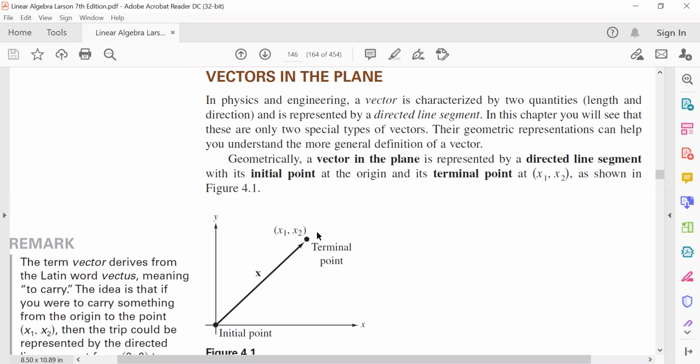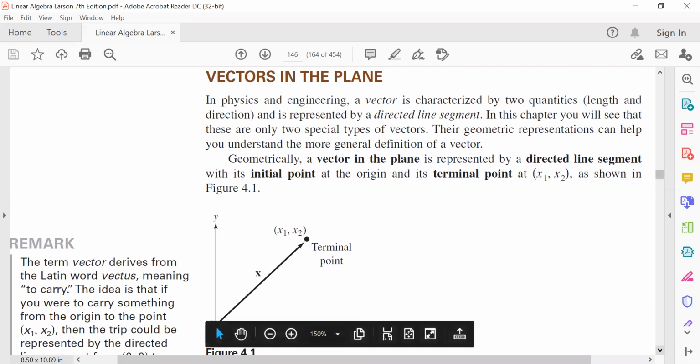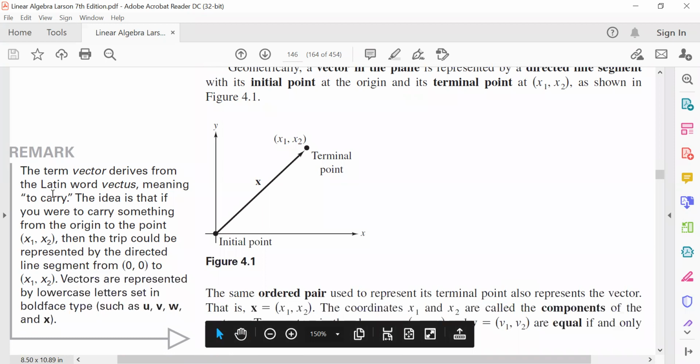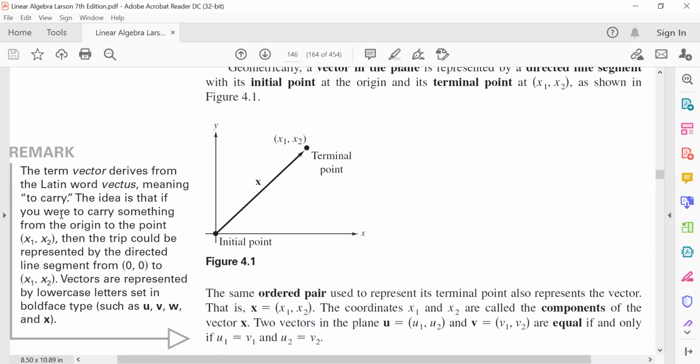And there's an interesting side point. You see it's written right over here. I find it very interesting that the term vector comes from the Latin word vectus, I don't know if I'm pronouncing that right, which means to carry. So the idea is that if you're going to carry something from the origin to the point x1 comma x2, then the trip could be represented by a directed line segment from the origin to that point. I found that kind of interesting and noteworthy.